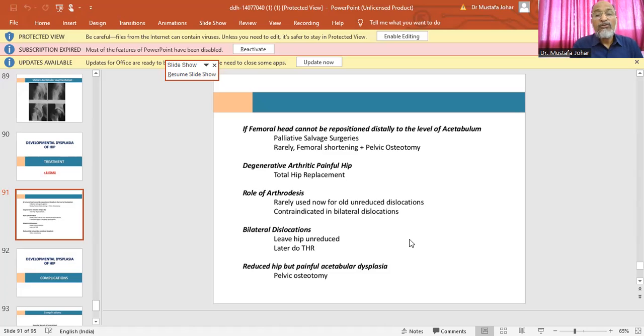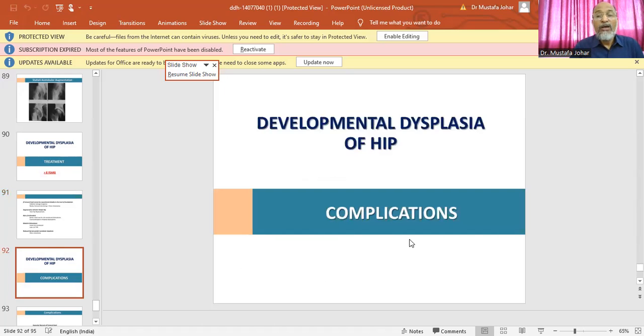Then you have bilateral dislocations, you should leave it as it is, and later on you should do the total hip replacement. Then a reduced hip but painful acetabular dysplasia, then you have to do a pelvic acetabuloplasty.